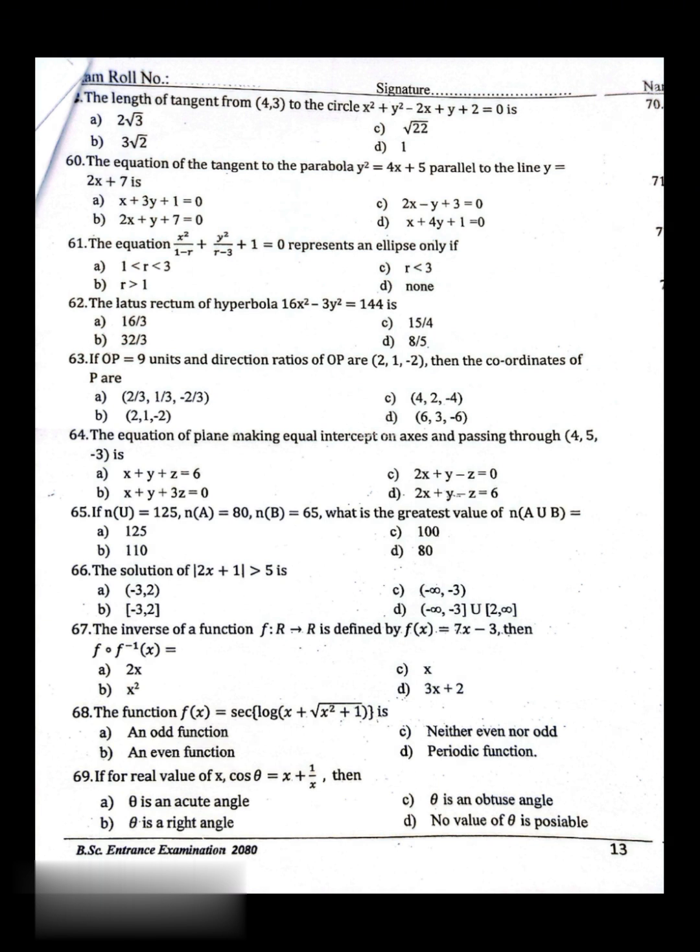67. The inverse of a function f such that R to R defined by f(x) equal to 7x minus 3. Then f of f inverse x equal to: A, 2x; B, x square; C, x; D, 3x plus 2.